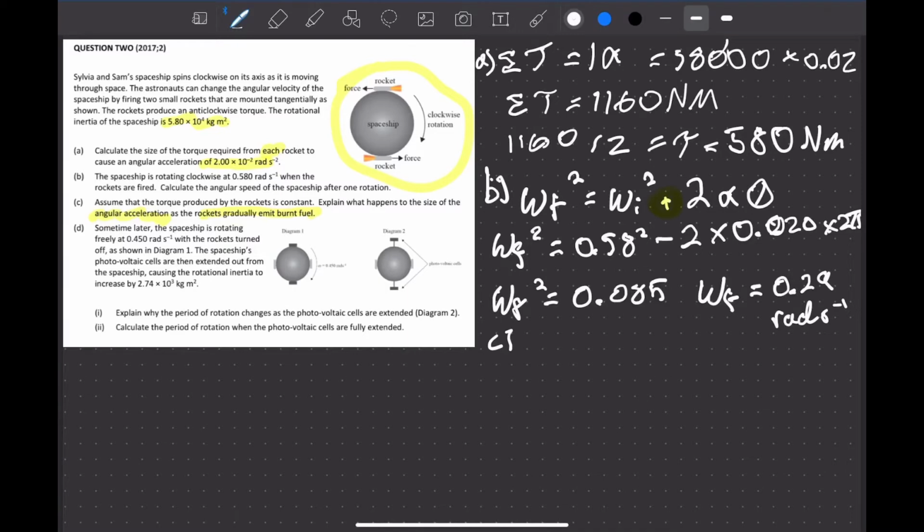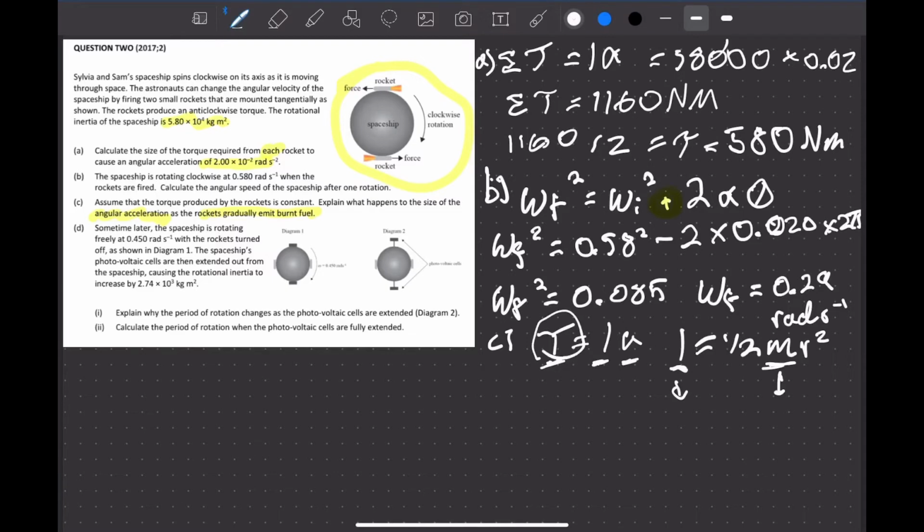Now specifically, if we put in the equation T equals I A, T being our torque, I being our rotational inertia, A being our angular acceleration, assuming that the torque produced remains constant, we want to find what happens to our acceleration. So we're going to think about what would happen to inertia as the mass changes. Now, assuming that our spaceship is cylindrical, rotational inertia would equal half mass r squared. So as we're using fuel, our mass would be decreasing, which means that our rotational inertia would be decreasing.